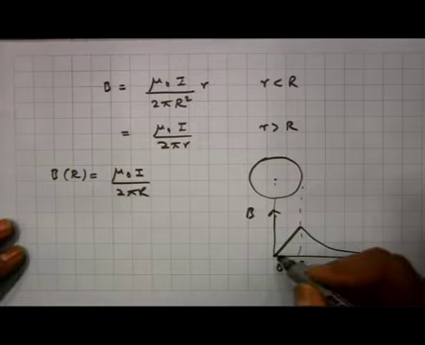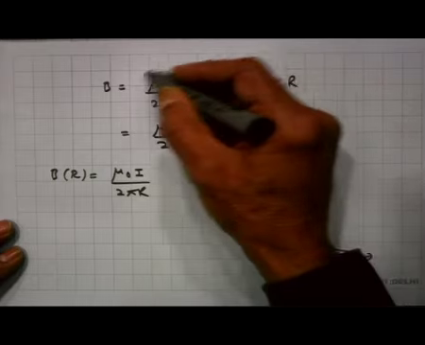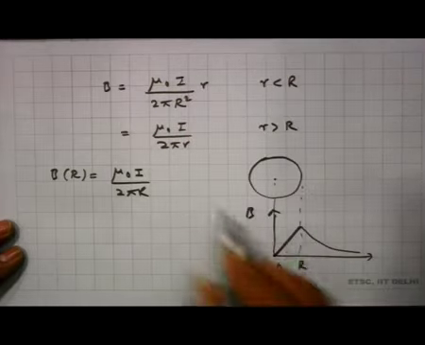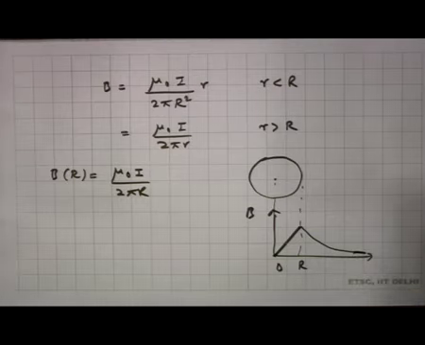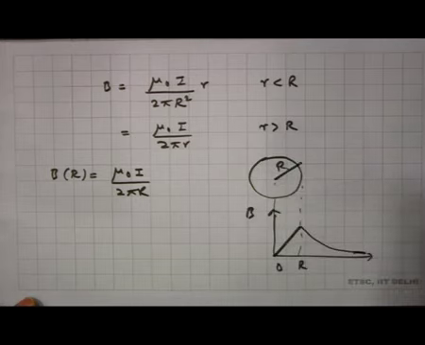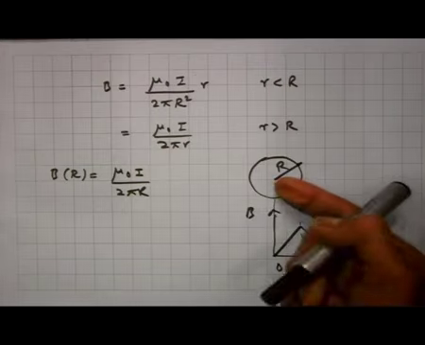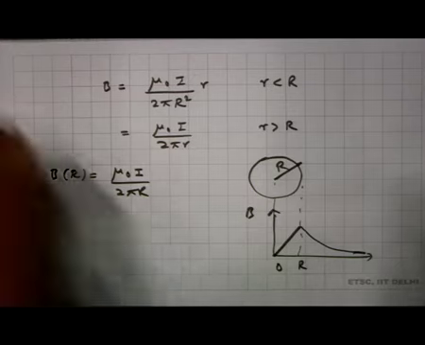So, from 0 to R, the magnetic field increases linearly. This is some constant here outside, and then it decreases as 1 by r outside the wire. That is the distribution of magnetic field for a current carrying conductor of radius R. The direction of the magnetic field can be obtained by simply looking at the right hand screw rule. In this case, if the current is coming towards me, the direction of the magnetic field is anticlockwise.